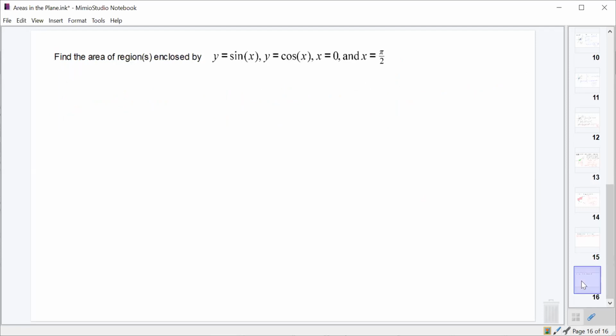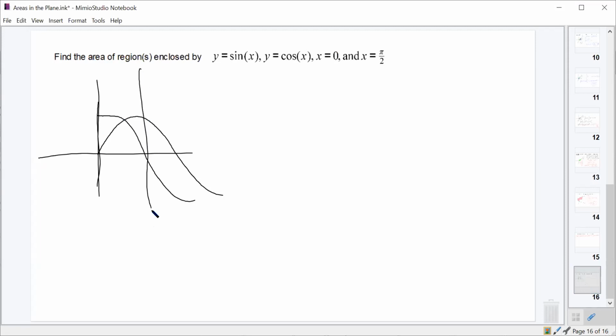All right, last one, and then we're done for the day. So we want the area of the region or the regions enclosed by sine x and cosine x, as well as the vertical lines x equals 0 and x equals pi over 2. These ones are pretty easy to graph, so I think we can do this without Desmos. There's sine x. There's cosine x. There's x equals 0. And x equals pi over 2 should be, well, that was not very well drawn, at the max of sine and at the x-intercept of cosine.